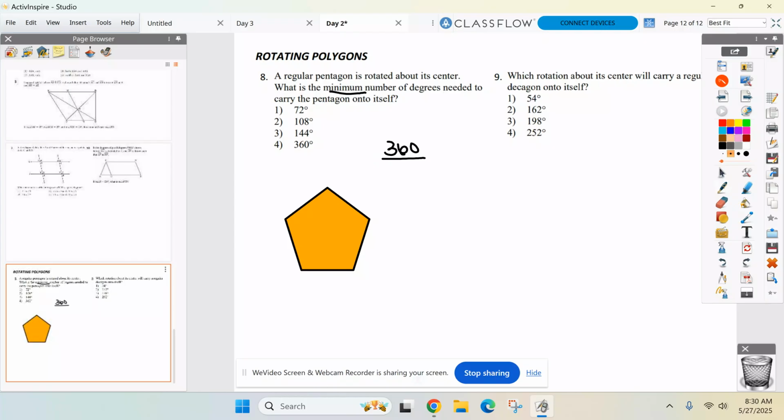Depends on the figure. This is a pentagon, and it's got 1, 2, 3, 4, 5 vertices. Meaning, if you turn it 5 times, once for each vertex, you're going to go back to the original pentagon. So I got to turn it 5 times. I take that 360, divide by 5. As you punch it on your calculator, you'll notice the minimum number I can go is 72. That tells me vertex to vertex is 72.